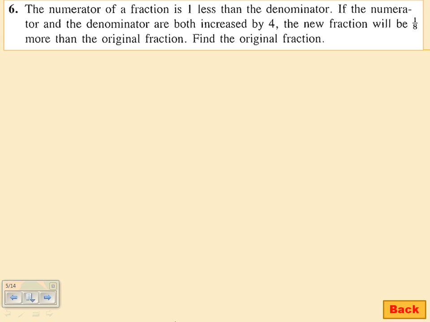Well, according to this, the original fraction says the numerator of a fraction is 1 less than the denominator. How do I set that up? Basically, it's d minus 1 over d. This illustrates that the numerator is 1 less than the denominator. Then it says if the numerator and the denominator are both increased by 4, this new fraction will be 1/8 more than the original fraction. I get that.